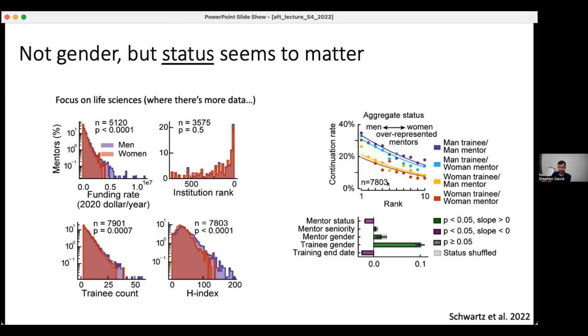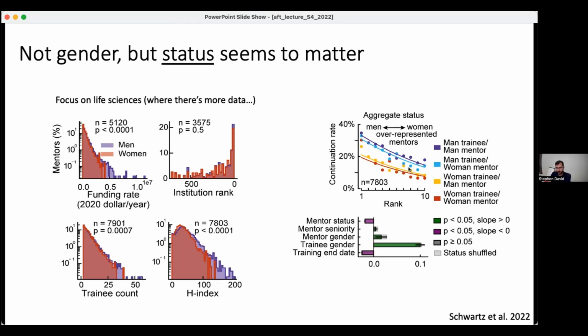This graph has a lot embedded in it. We drew an aggregate status metric. Essentially, it's the first principal component of all these status metrics that I plotted over here. A more successful or higher status mentor would have a higher rank. Now we can ask, for each of these different groups, what's the probability of continuation depending on the gender of the trainee, the gender of the mentor, and the status of the mentor. Hopefully it's pretty clear from this plot.